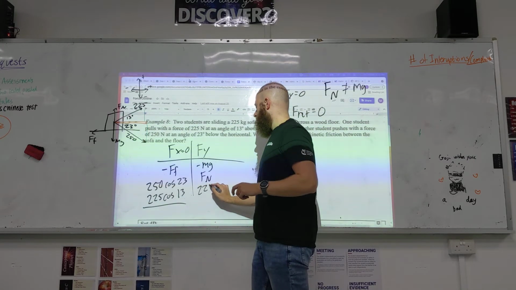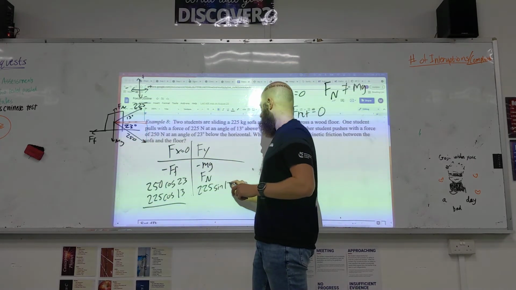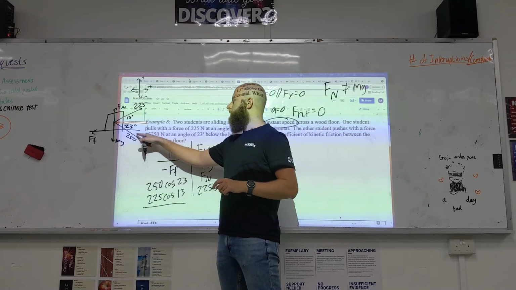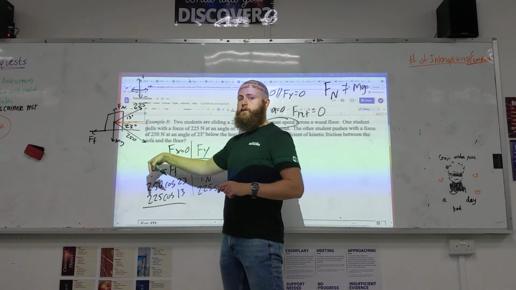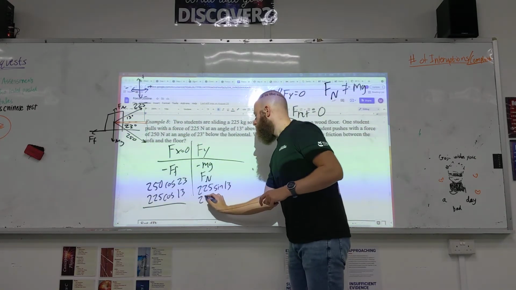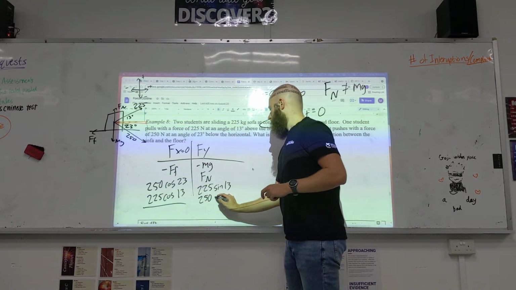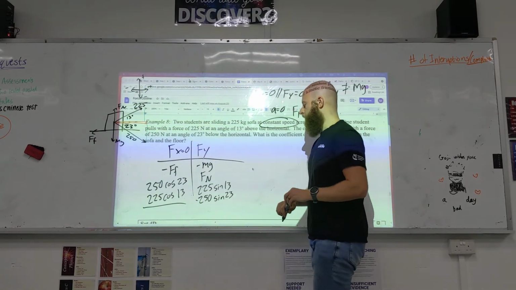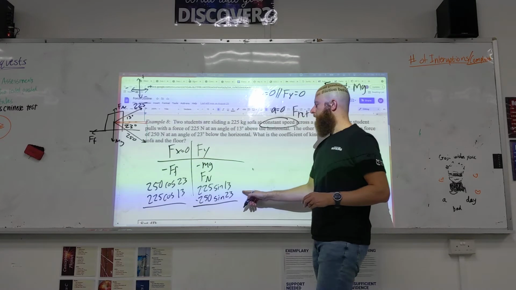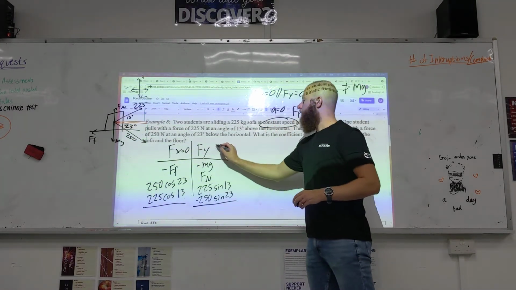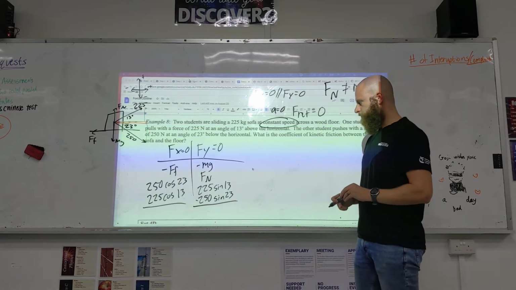So 225 sine 13. And then this one here is 250. Is it going to be positive or negative? Should be negative since it's pushing down. So 250 sine 23, and I need to put a negative there. Okay? Once again, remember, what does this all add up to equal? What number? Right? Should be 0. So Fy also equals 0.